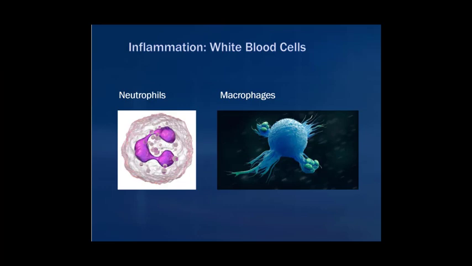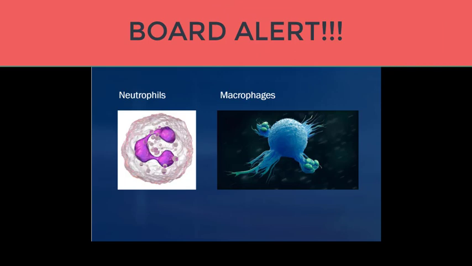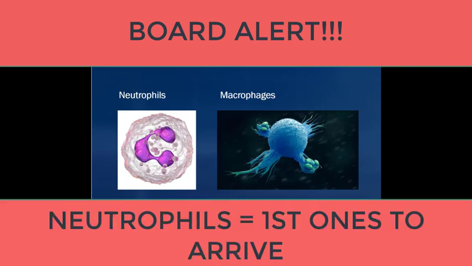Remember I told you earlier, when we have inflammation, systemic inflammation, we will have a leukocytosis. The 2 types of white blood cells involved in inflammation are neutrophils and macrophages. Now this is a board alert. Neutrophils are the first type of white blood cell recruited into an area of injury.